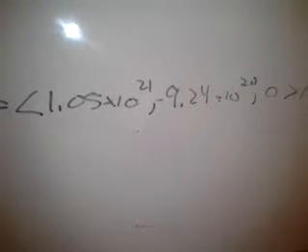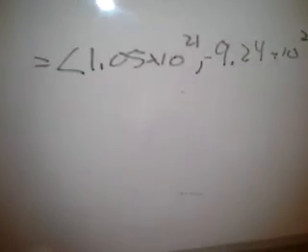The last thing we needed to find was the force vector exerted on the star by the planet, and that is just the opposite of the force vector exerted on the planet by the star. So we have (1.05 times 10 to the 21st, negative 9.24 times 10 to the 20th, 0) newtons. This is basically the opposite of our other vector because we were going in the other direction.